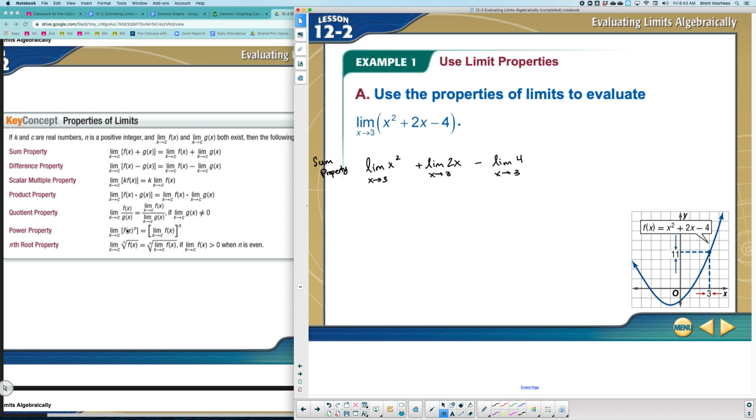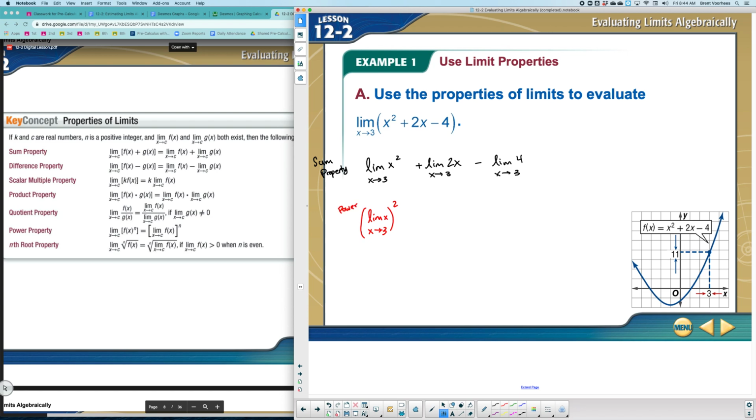So here's the power property. It says if you have a power, you can take the power of the entire limit. So using the power property, we could say this will be equal to the limit of the identity function as x approaches 3, and then just square this. That is what we call the power property. I'm just going to write power property.